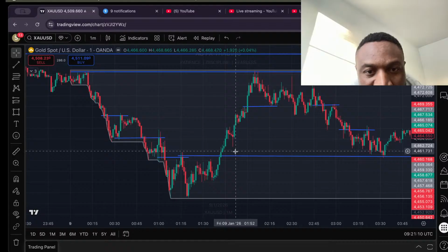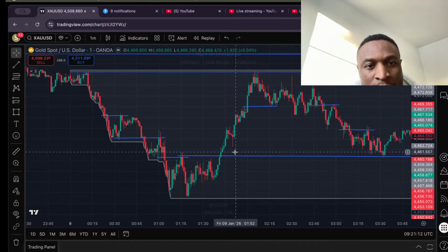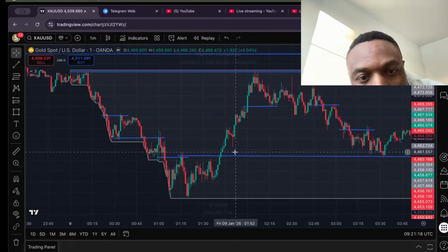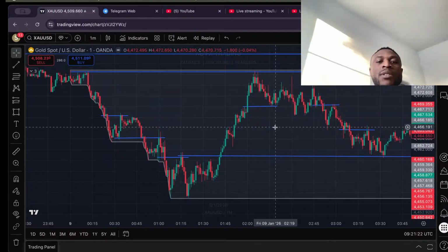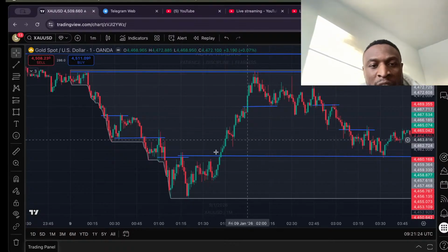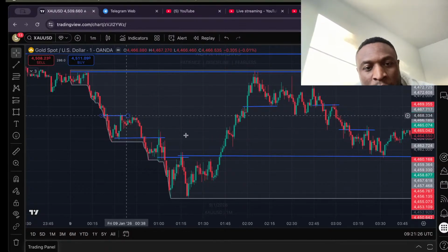I would expect it to come down here before I would take an entry for the buy. But if you notice, it didn't come down to that spot exactly. It should come down to either this spot or this very spot here, then I'll take my buy, but it didn't come down to that spot. That's fine.